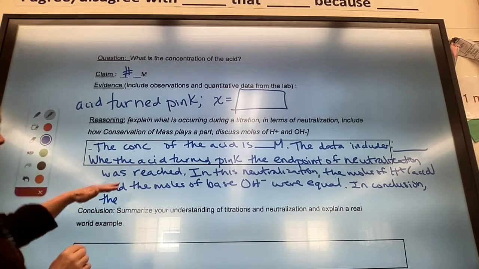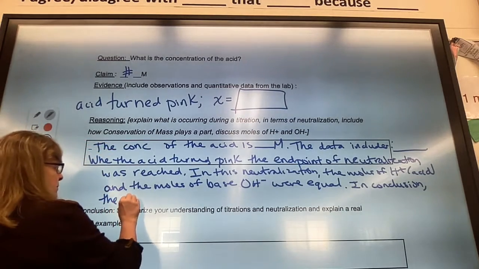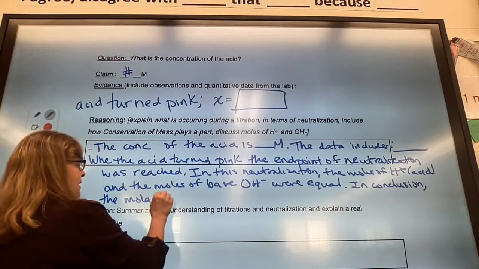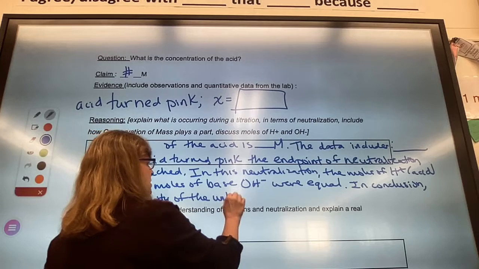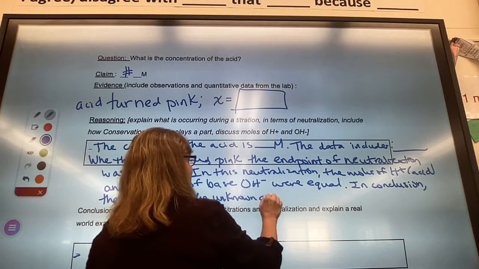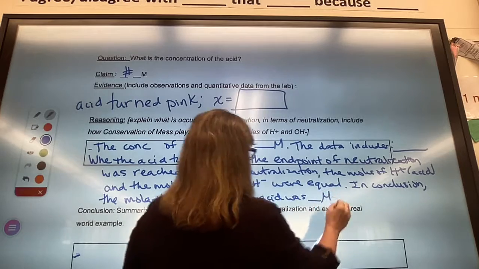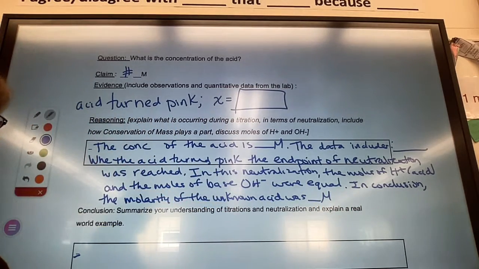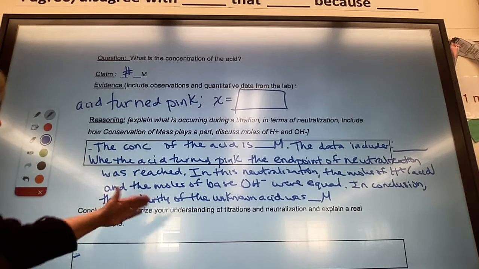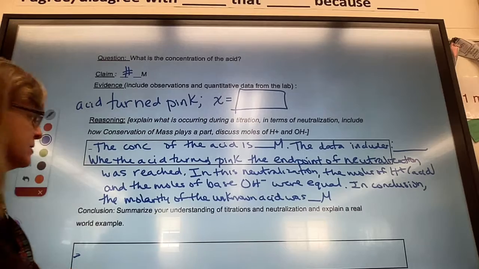And I like restating the beginning, but I'm going to add to it the molarity of the unknown acid was blank molar. Again, whatever it was for your group. Now I don't want to just leave it like that. I've already said that like 3 times. I'm going to compare it to the base that I used.